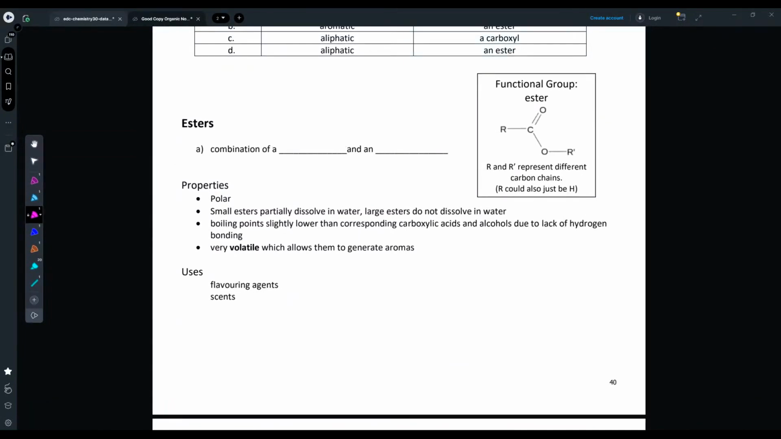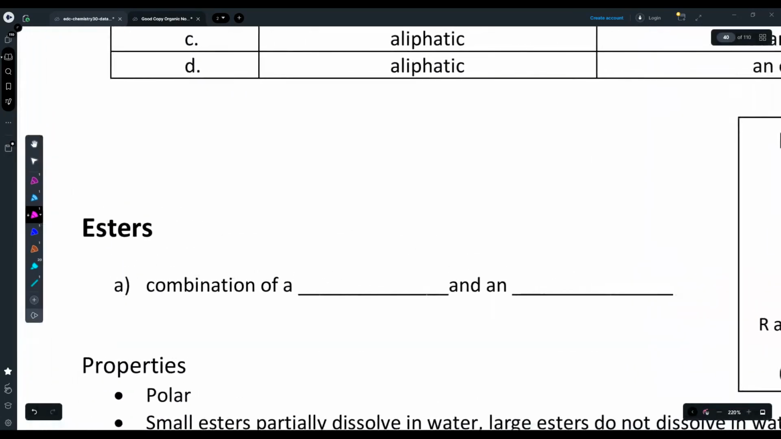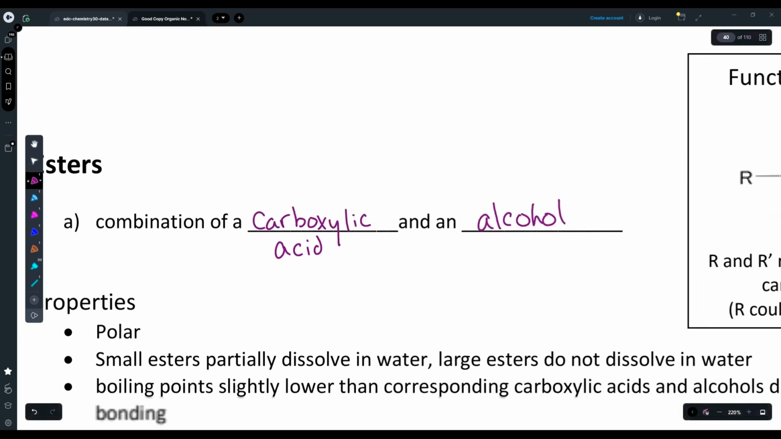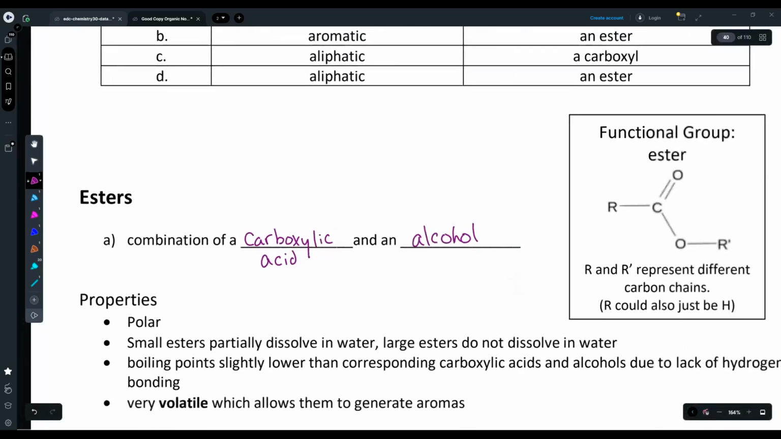Now we're moving on to esters. Esters are a combination of carboxylic acids and alcohols. Okay, and we'll get into exactly which part comes from the carboxylic acid and which part comes from the alcohol.